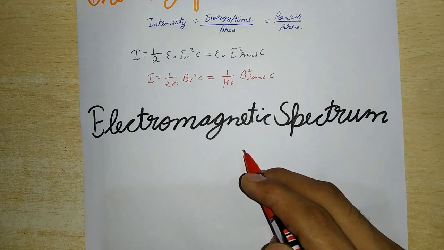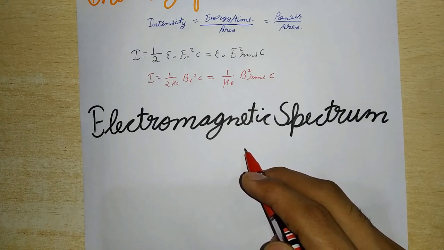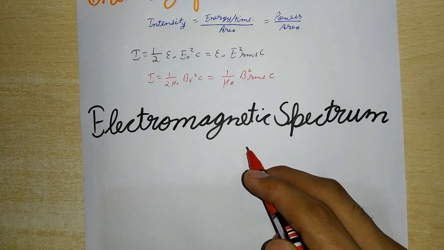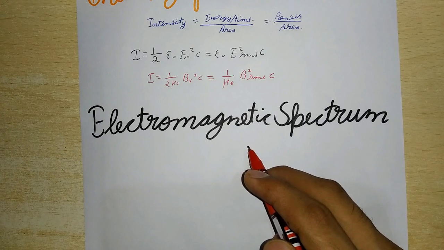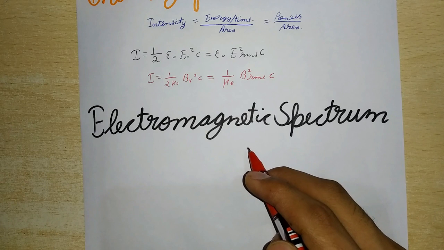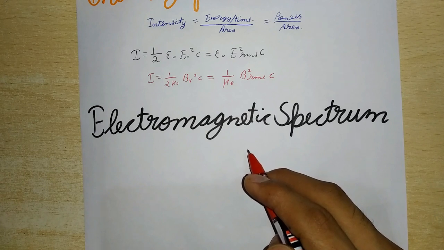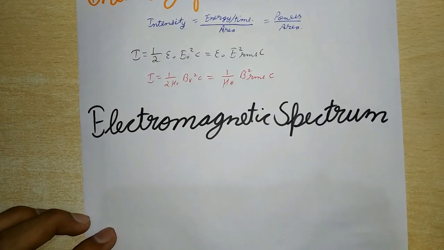The main parts of the electromagnetic spectrum, in order of increasing wavelength from 10 to the power minus 2 angstrom, or 10 to the power minus 12 meter, to 10 to the power minus 6 meter, are first gamma rays, then X-rays, then UV rays, that is ultraviolet rays, and then visible light, and then infrared rays, then microwaves, and then radio waves. The different parts of the EM spectrum differ in their methods of production and detection.